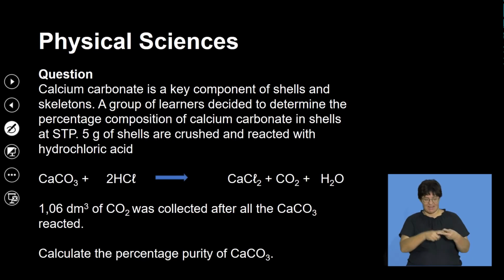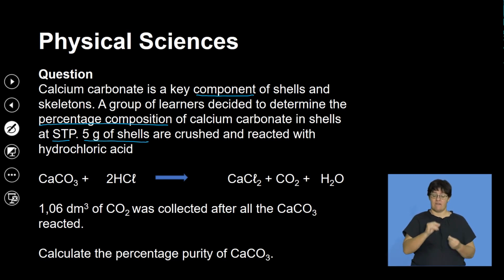Then let's shift our attention to a different scenario altogether. It says here calcium carbonate is a key component of eggshells. If it says it's a component, it means the eggshells are made of calcium carbonate and other substances, which is very important for skeletons. Then a group of learners decided to determine the percentage composition of calcium carbonate in the shells at STP, standard temperature and pressure. So we've got a 5 gram sample of the shells which are crushed and reacted with hydrochloric acid according to the balanced equation of reaction.